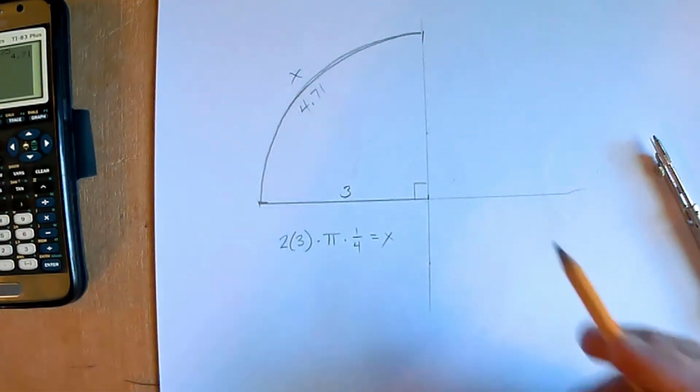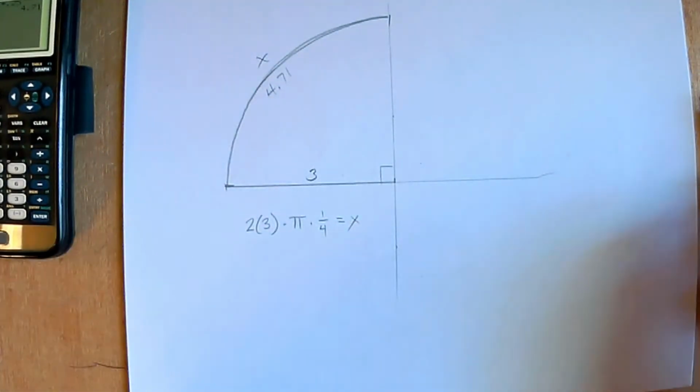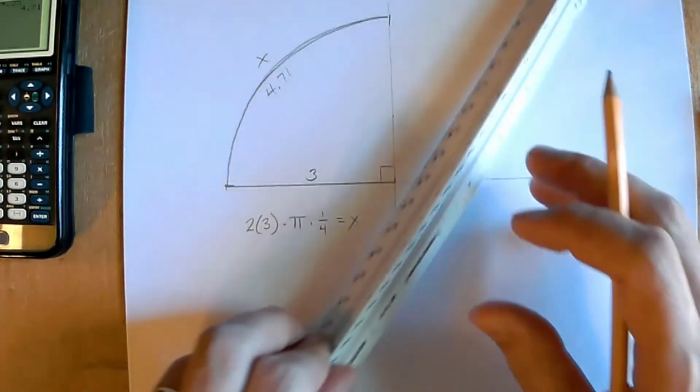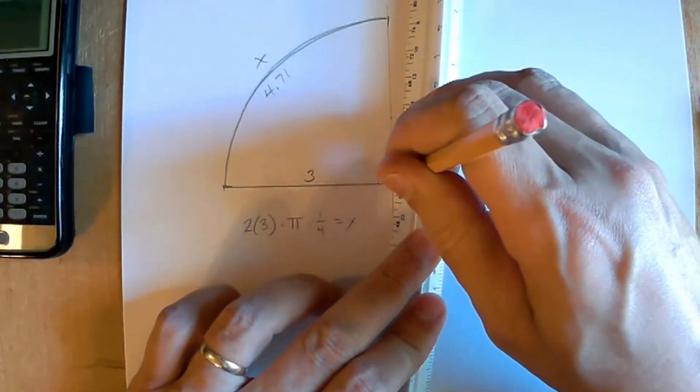Now, that's fine if this is 90 degrees. I'm going to go a little bit more of a deep dive. I'm going to see how far we can go with this. Let's say that we don't have 90 degrees. Let's say we have 92 degrees.